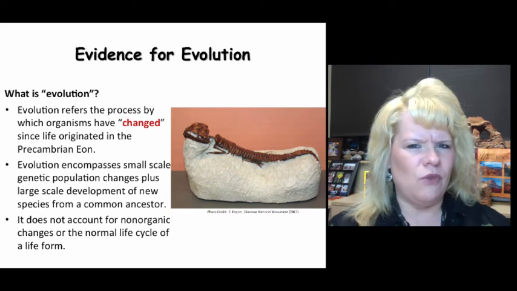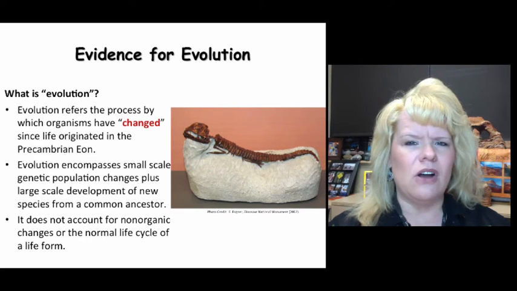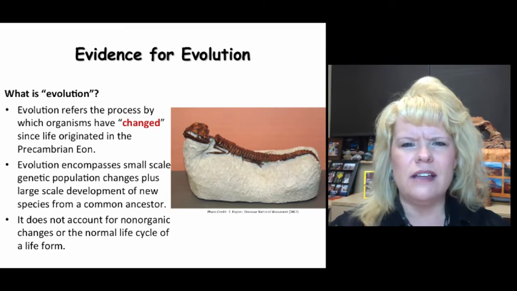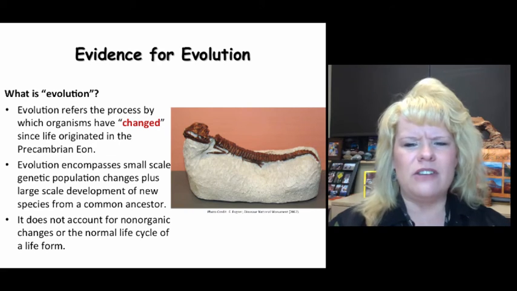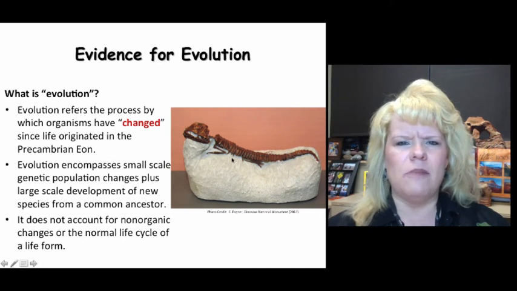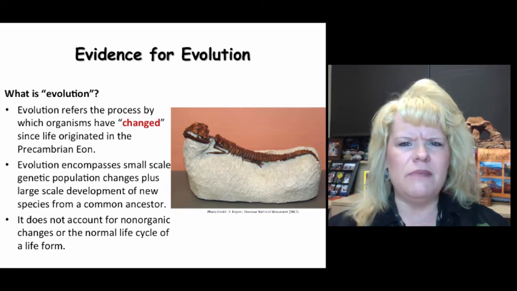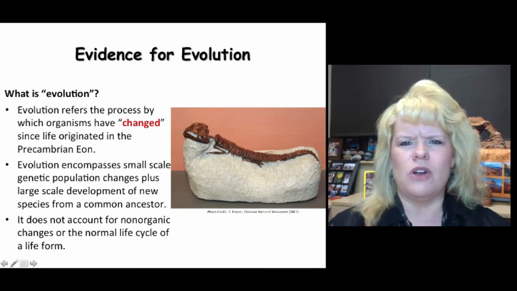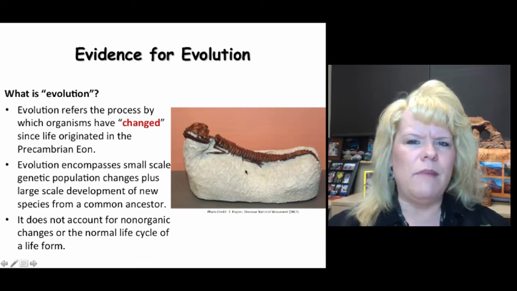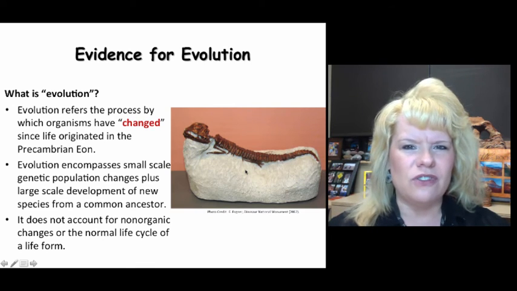We know life originated in the Precambrian eon as a single-celled organism, blue-green algae, otherwise known as cyanobacteria. Well, how did cyanobacteria get to this right here? A complex reptile. Something had to happen for that to occur, because we don't find this guy way back when with the first set of fossils.